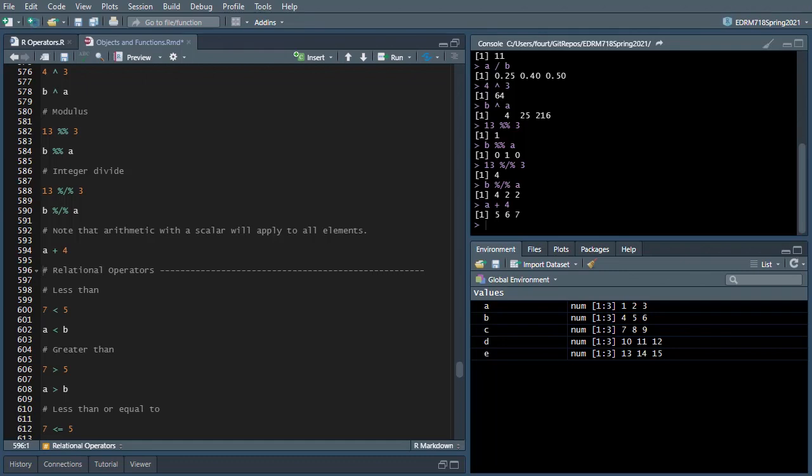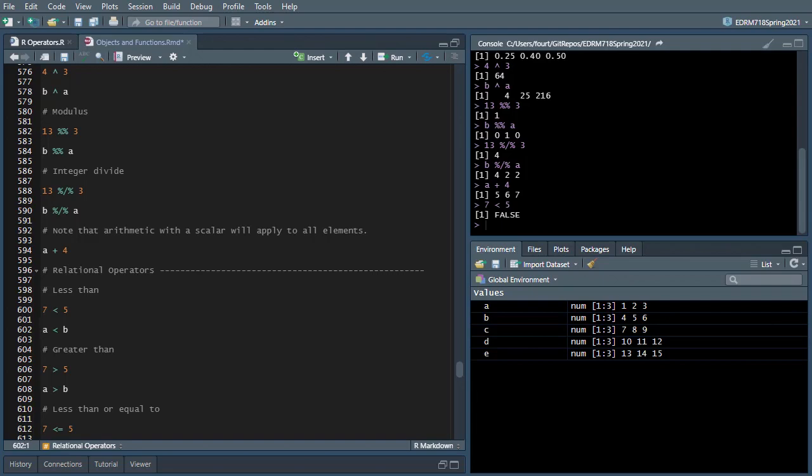Now let's look at relational operators. Relational operators, as the name implies, will test the relationship among two numbers. What they return is a logical. So let's look at this first relational operator, less than. 7 less than 5. Is that true? It is not. It is false. So we can check to see if 7 is less than 5. We'll get a true if it is, a false if it isn't.